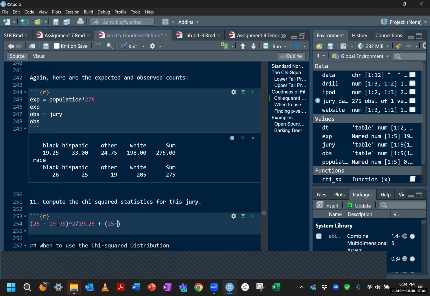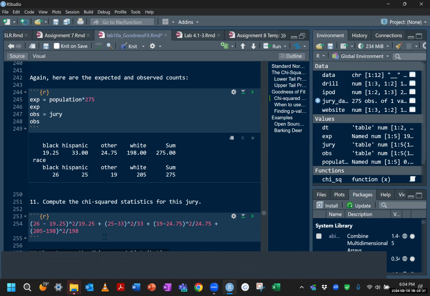25 is what I observed, minus 33 is what I expected. Square it, divide by expected. Then for the other category, I'll get 19 observed. I would expect 24. Square it, divided by that expected value. And then lastly, the whites, we observed 205. Looks like they're a little bit overrepresented. We'll see how much.